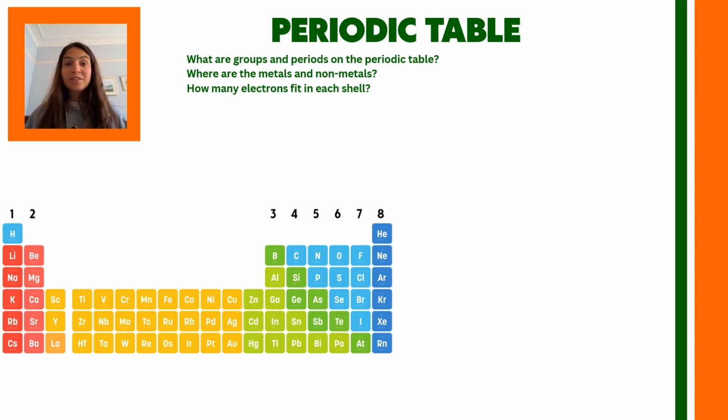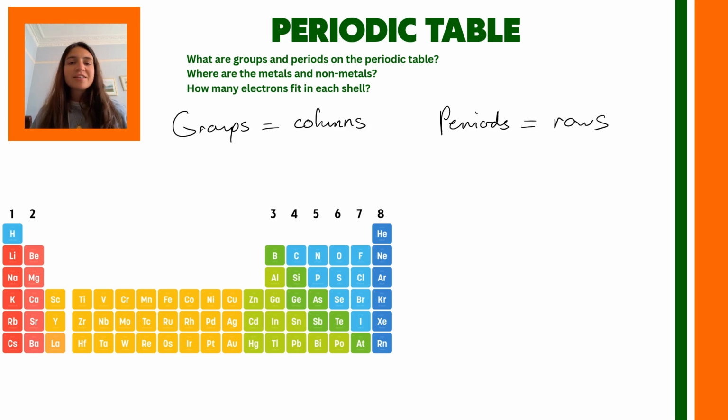Okay, let's answer some questions on the periodic table. So, first question here is what are groups and what are periods on a periodic table? So just to remember, your groups are the columns and your periods are the rows. What are the metals and non-metals? So they're split like this.